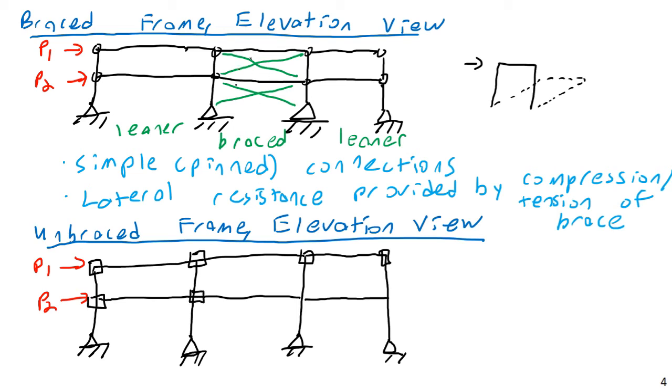Just like you don't need to add braces to every single frame or every single bay, you can usually get by with just some of the frames, or some of the connections, I should say, moment connections. And when I say moment connections, that means they are going to be able to transfer moment. So these connections are going to resist rotation.